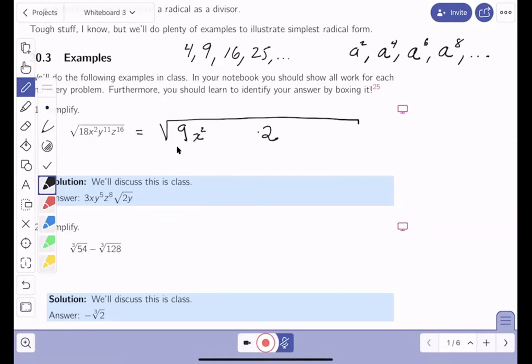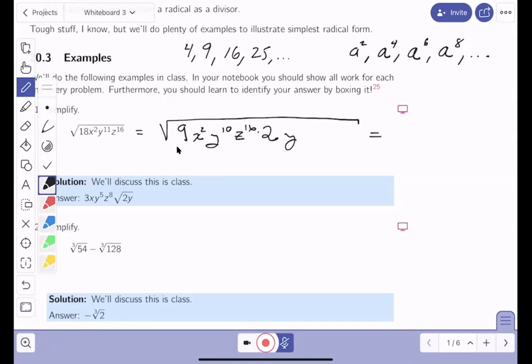All right. Now, does y to the 11th contain a perfect square? Well, I'm looking for an even exponent, and that would be y to the 10th. What's left over? y. All right, so let's make sure of this. 9 times 2 is 18. I see the x squared. y to the 10th times y is y to the 11th. Now, a lot of people look at the z to the 16th and say, oh, that's a perfect square, and they say z to the 4th. No. It's an even number. It's z to the 16th. All right, let's go through it.